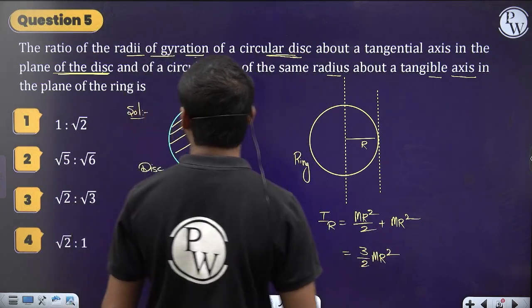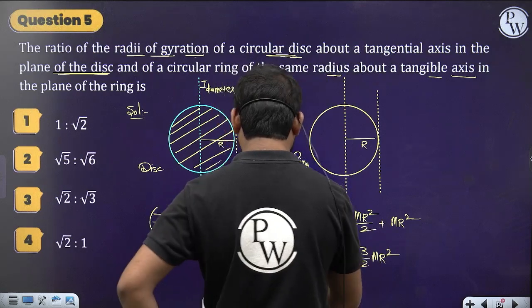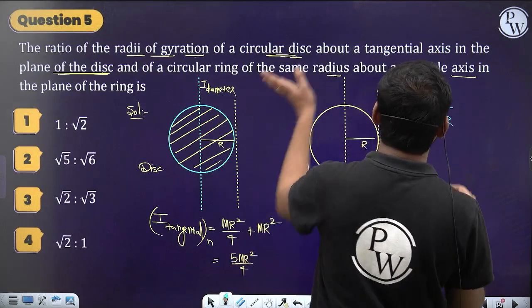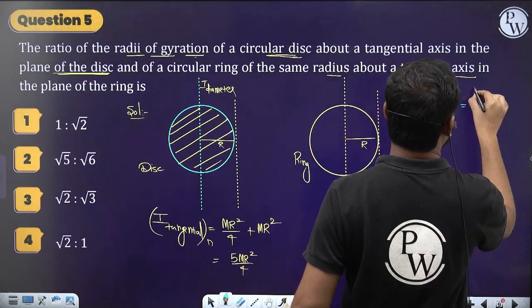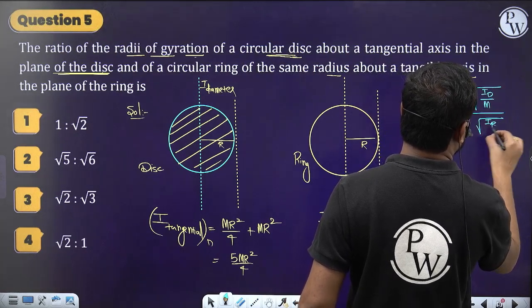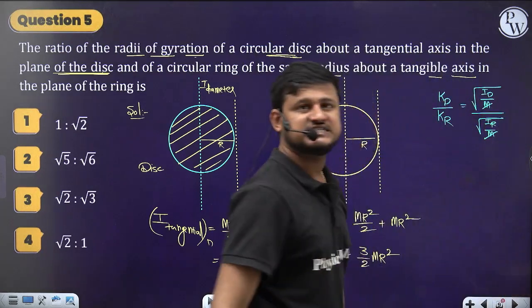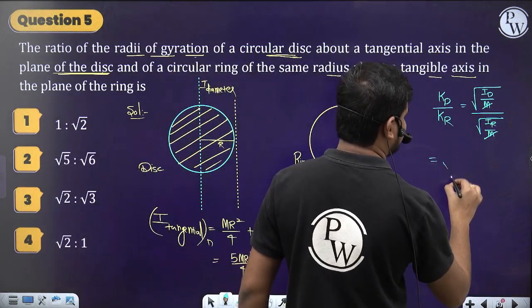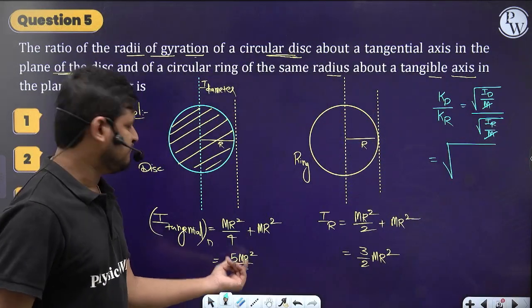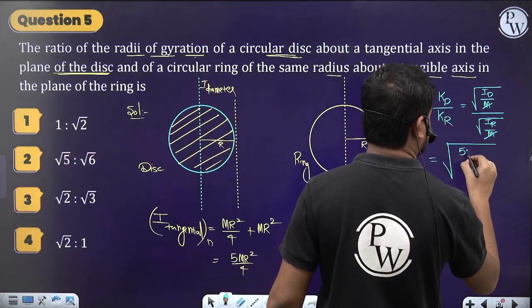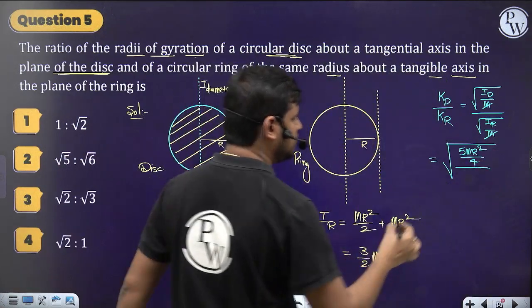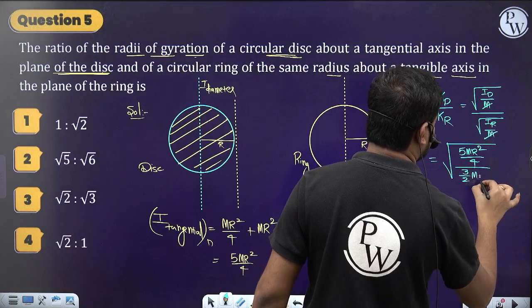Now they are asking the ratio of the radii of gyration of the circular disc to that of the ring about its tangential axis. For the disc it is the square root of Id by mass m, and for the ring the square root of Ir by mass m. Here mass m gets cancelled. So the square root of the moment of inertia of the disc about its tangential axis, 5 mr square by 4, divided by that of the ring, 3 by 2 mr square.